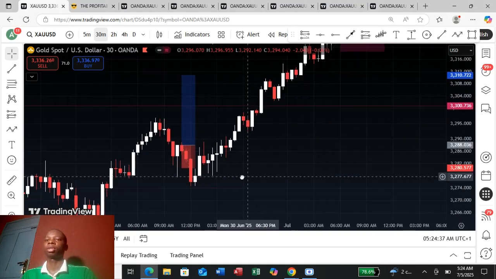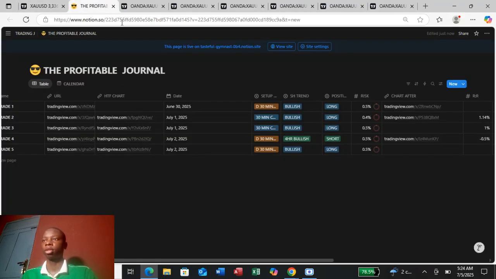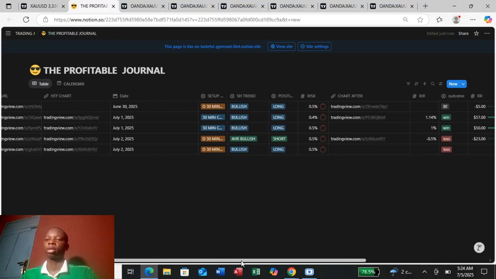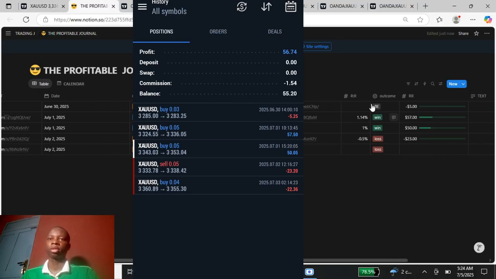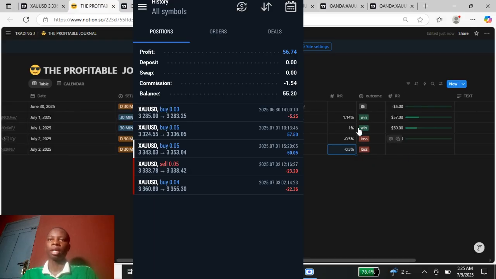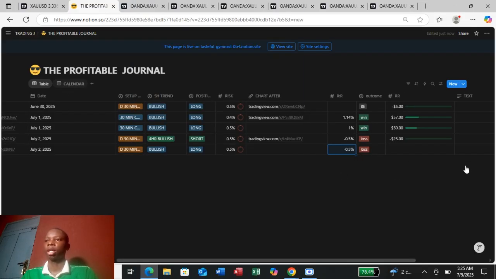So yeah, I took five trades. Let me just show you guys right here. As you can see, I took five trades. The first one was break even. The second one was a win, one shot 2.5. The next one was one shot 2, and then a loss. And then this one also was minus 0.5. I'm not gonna put in everything right here, also 0.5. And yeah, the calendar view.